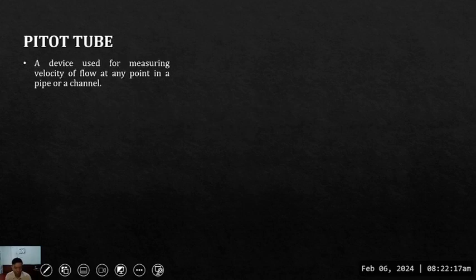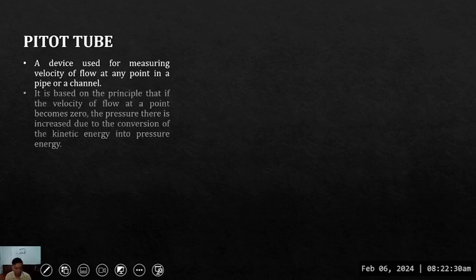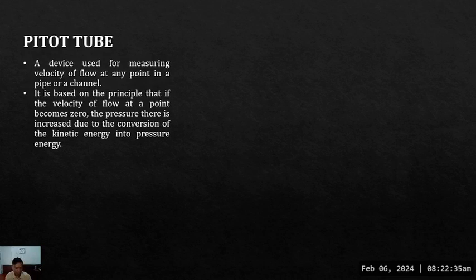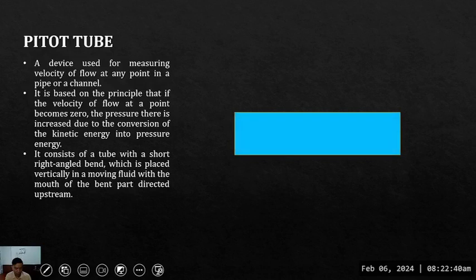Okay, so a pitot tube is a device used for measuring velocity of flow at any point in a pipe or a channel. So this is just a piece of metal that we insert on a pipe, and its form is like this one. So let's say we have here a tube, and then flow Q is there, and it is flowing in this case from left to right.